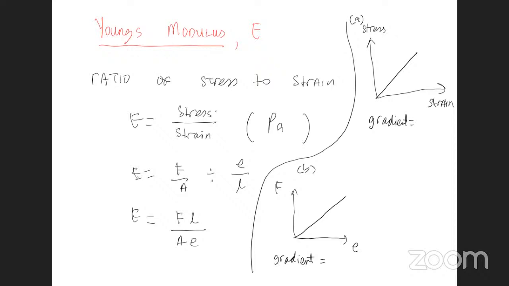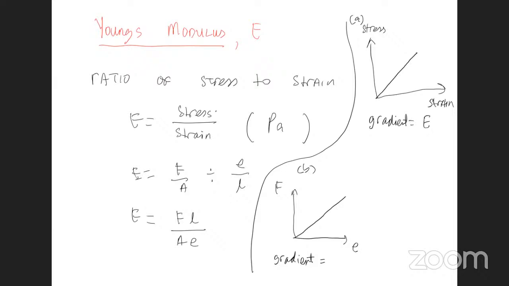What will be the gradient of the first graph? But remember, the gradient is stress on strain, which is Young's modulus. So the first graph is just Young's modulus. So for the first graph, the gradient is Young's modulus.